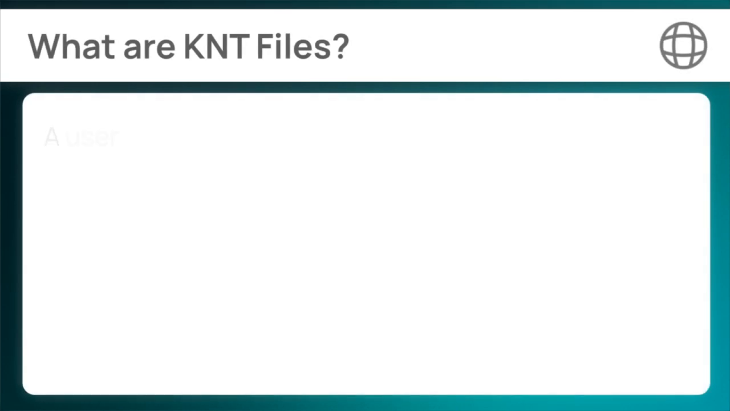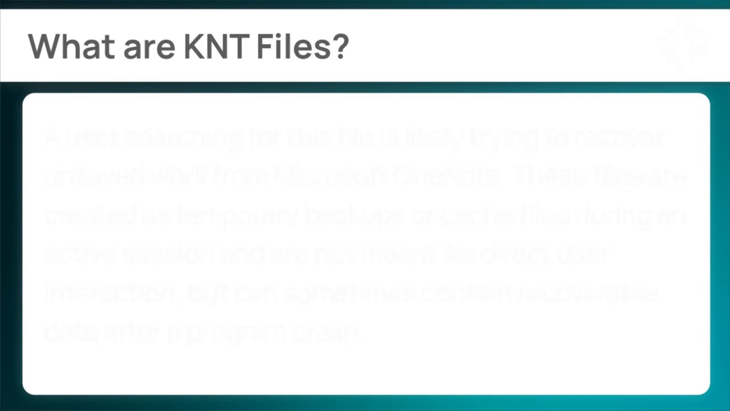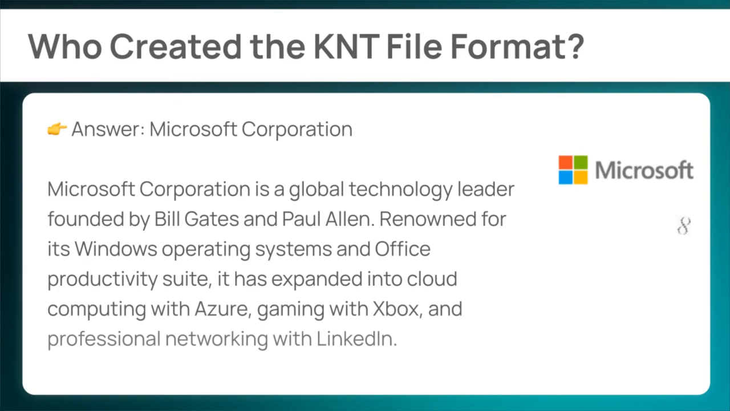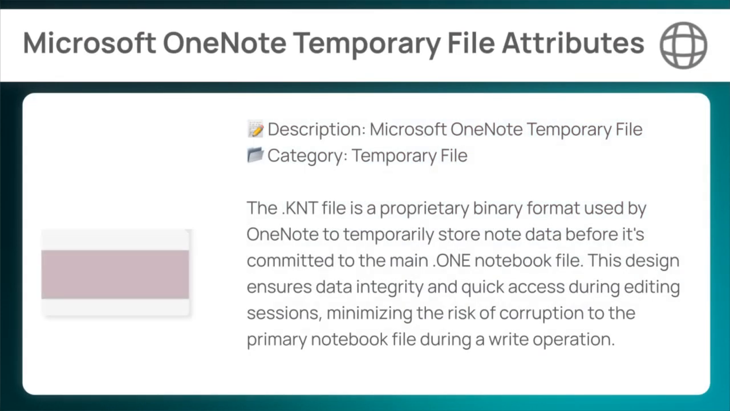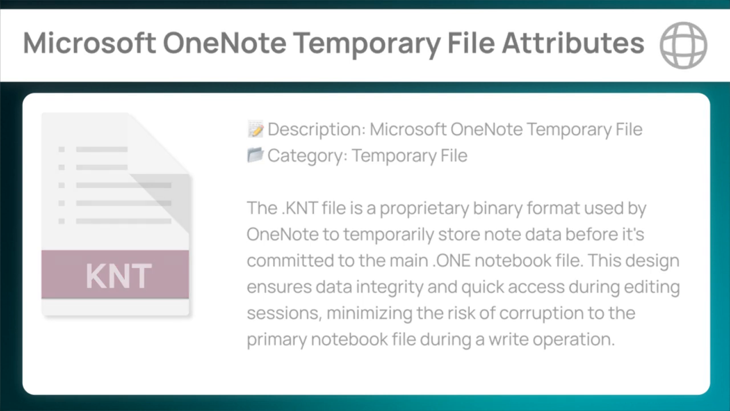A user searching for this file is likely trying to recover unsaved work from Microsoft OneNote. These files are created as temporary backups or cache files during an active session and are not meant for direct user interaction, but can sometimes contain recoverable data after a program crash. The KNT file is a proprietary binary format used by OneNote to temporarily store note data before it's committed to the main OneNotebook file. This design ensures data integrity and quick access during editing sessions, minimizing the risk of corruption to the primary notebook file during a write operation.